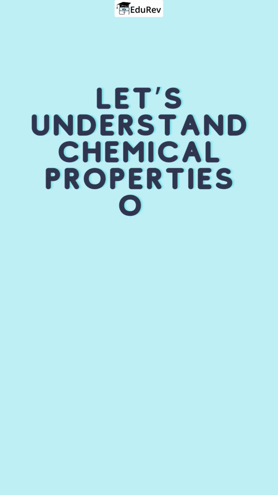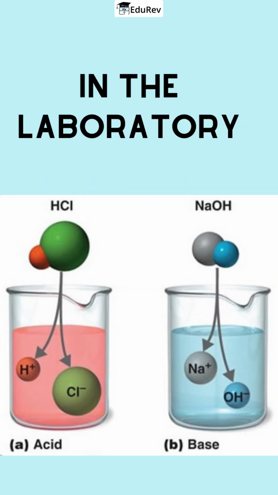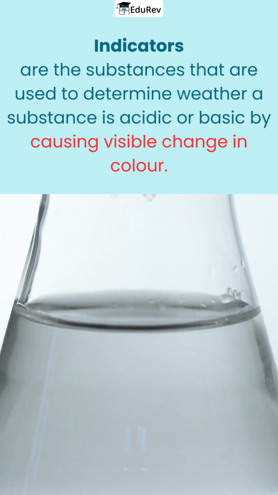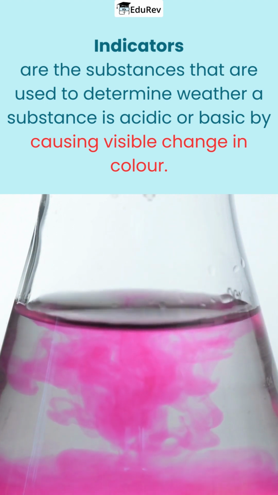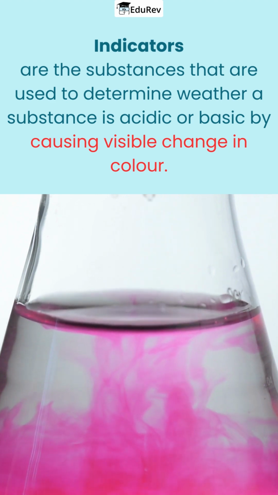Let us understand the chemical properties of acids and bases. In the laboratory, acids and bases can be detected with the help of indicators. Indicators are substances used to determine whether a substance is acidic or basic by causing a visible change in color. There are three types of indicators.